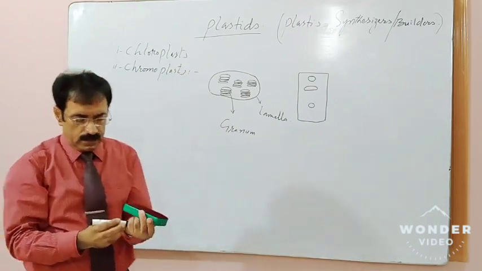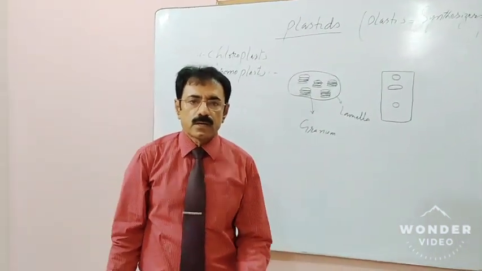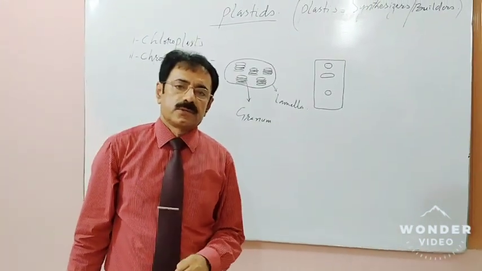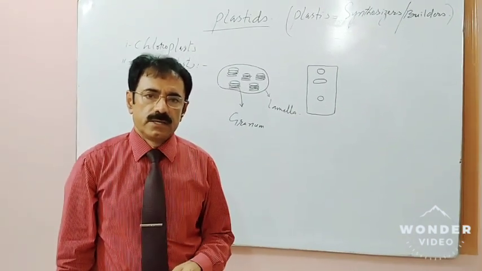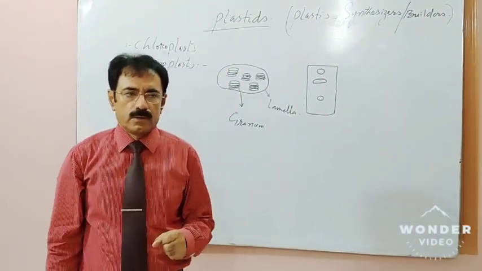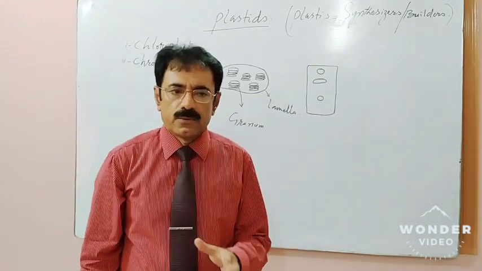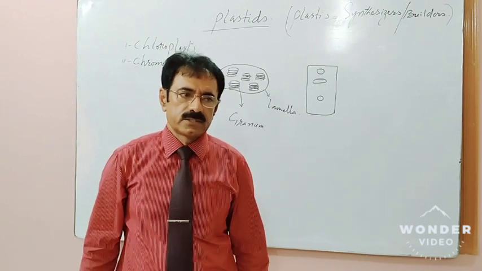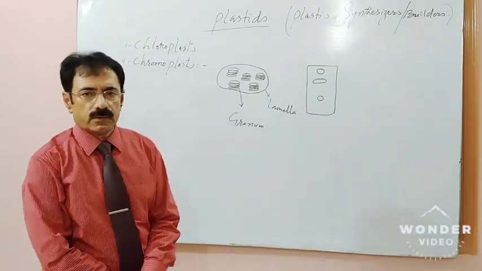chromoplasts are also a type of plastid. They are called chromoplasts because they have various color pigments, including xanthophyll, carotene, phycoerythrin, phycocyanin. These are the various color pigments. These various color pigments also help in the process of photosynthesis.